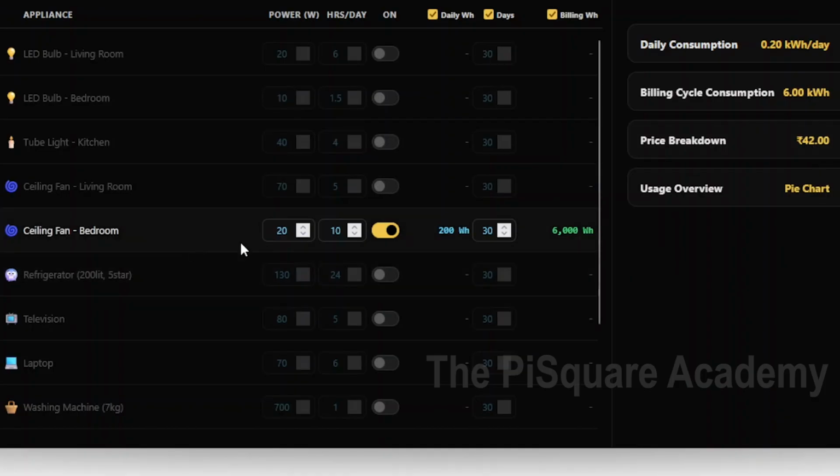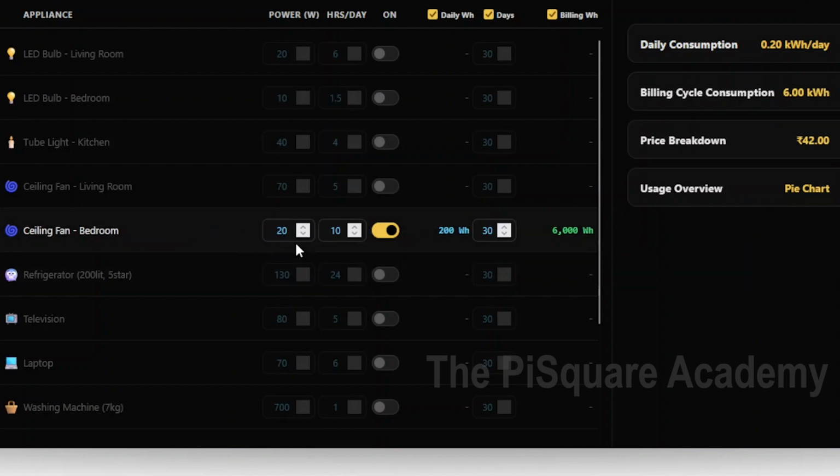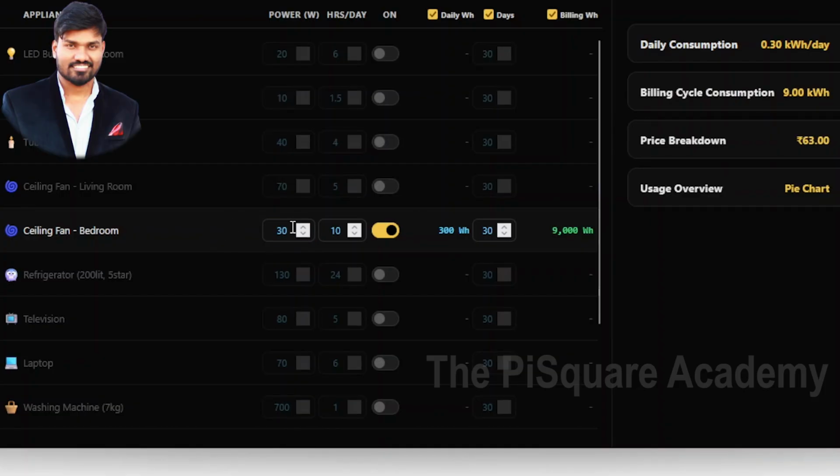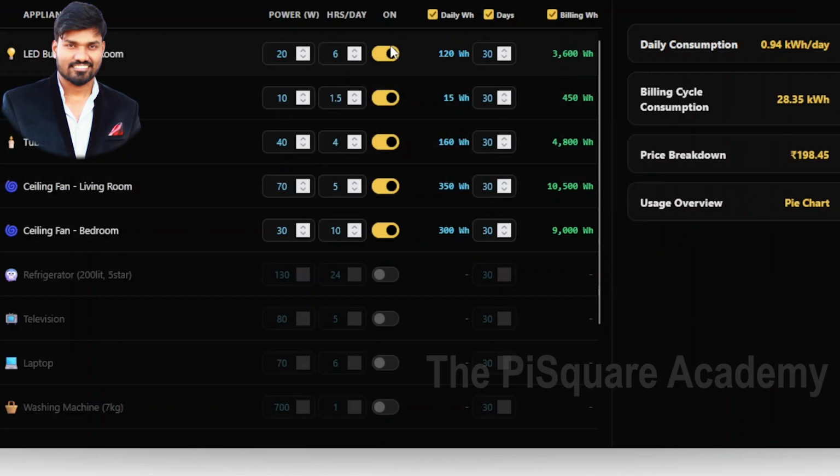Huge saving. If it is a regular 70 watt fan, look at this, 147 rupees. If it is a 20 watt BLDC fan, or maybe BLDC fans are usually 25 watts, let's take it this way, or 30, fine, so 63 rupees. So you saved more than 50% of electricity, and hence the price. So this way you can calculate all these aspects one by one.